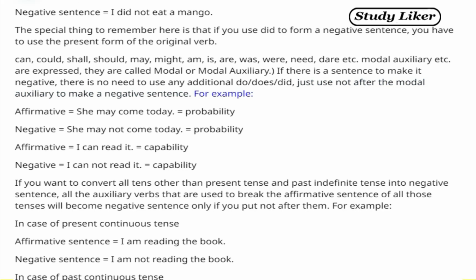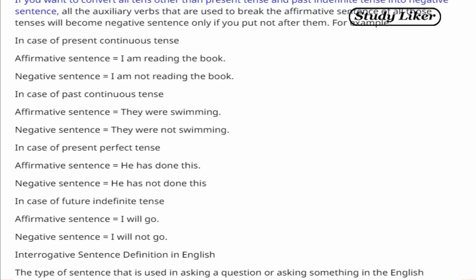For example, affirmative: She may come today, which expresses probability. Negative: She may not come today, probability. Affirmative: I can read it, which expresses capability. Negative: I cannot read it, capability.